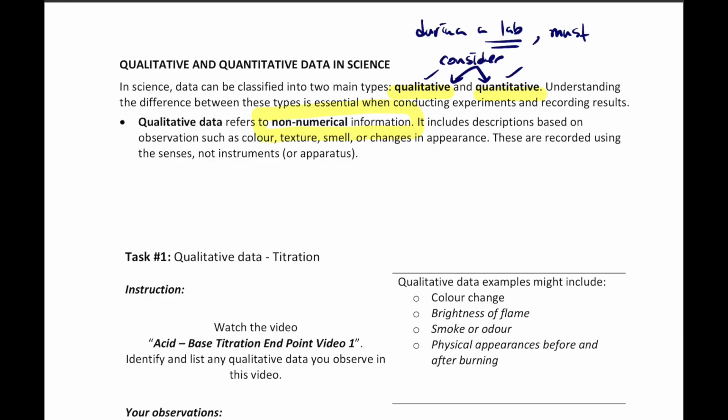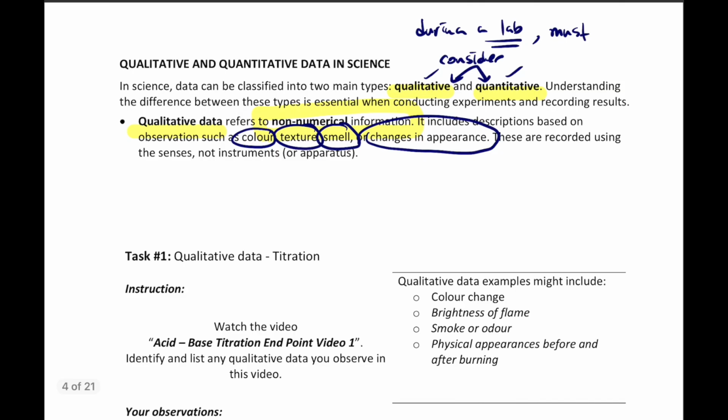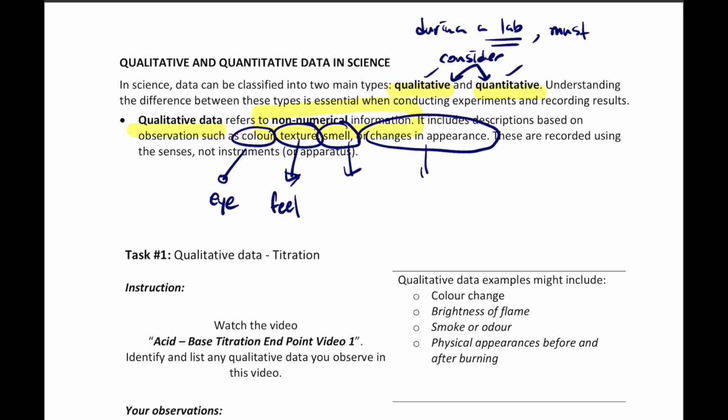First type of the data that we're going to discuss is the qualitative data. And the qualitative data refers to non-numerical information, meaning we are referring to something like color, texture, smell, and changes in appearance. And these are recorded using the senses, not instruments. So color we see with our eye, right? Texture we feel with our hand. And smell we smell it, right? And the changes in appearance, we also see this with our eyes, right?